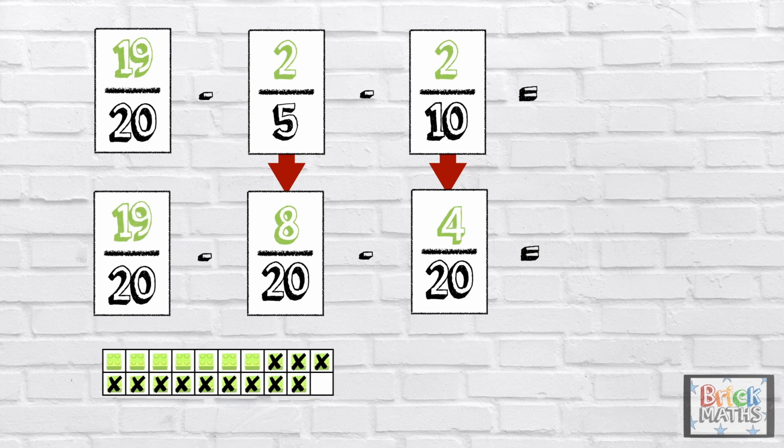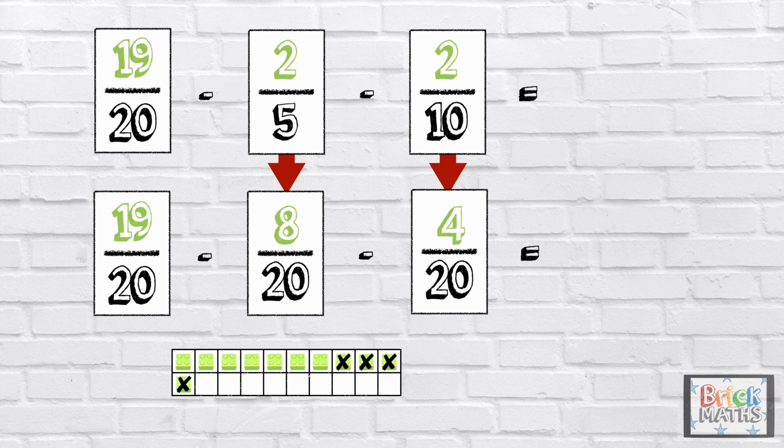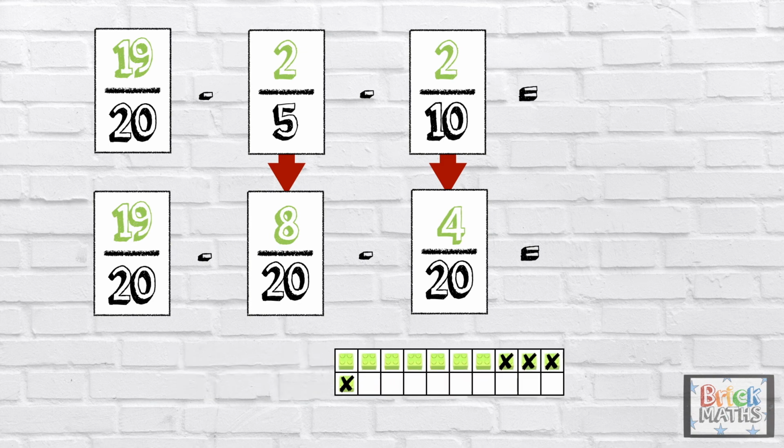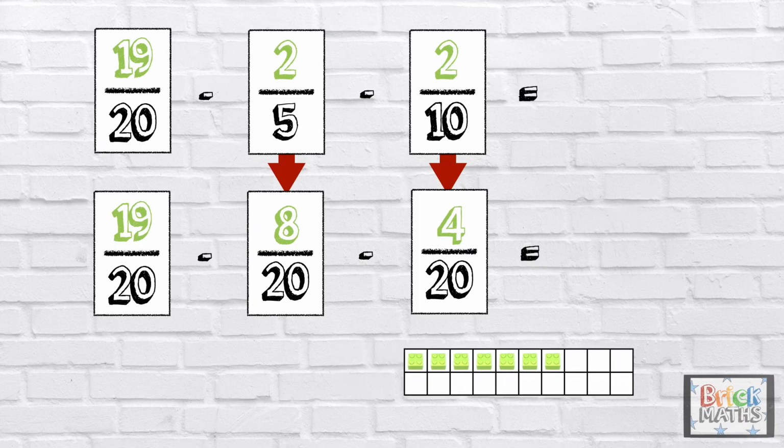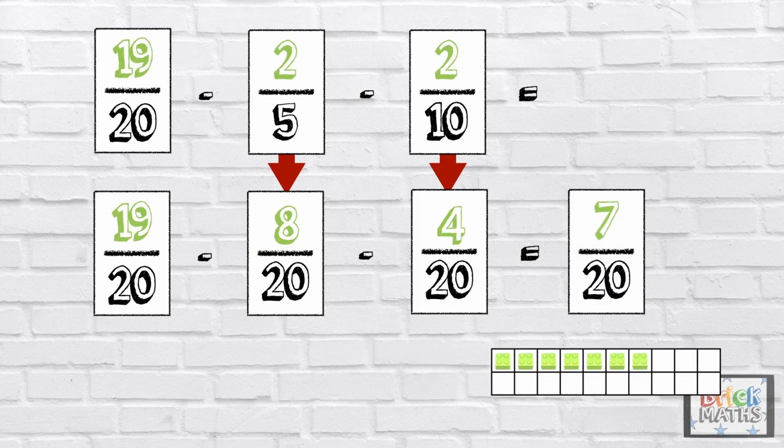19/20 take away 8/20 take away 4/20 equals 7/20.